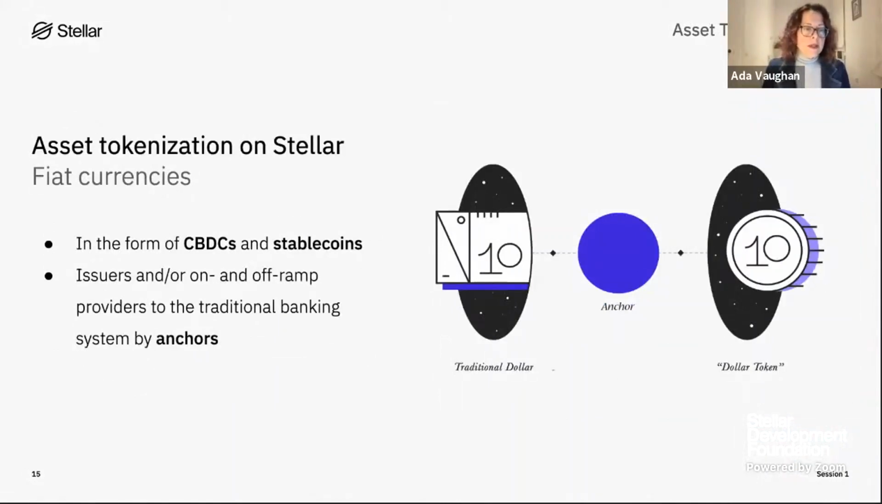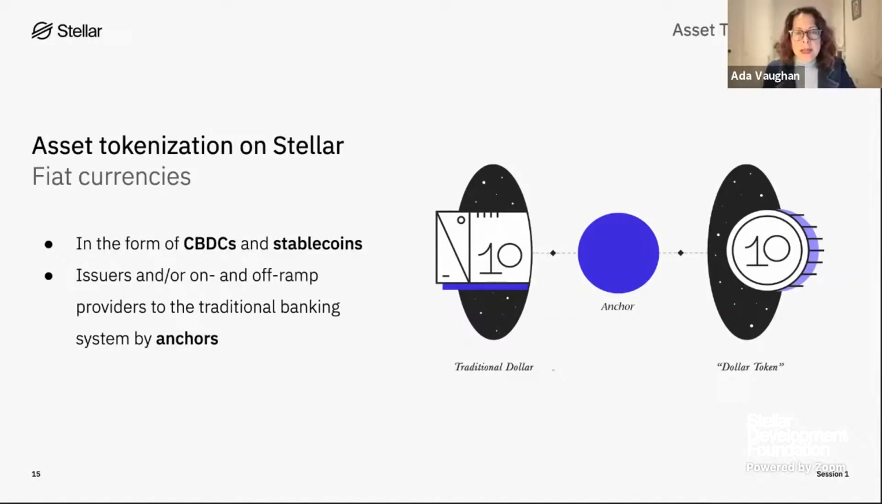Who here has heard of the term stablecoin? How about CBDC? Stablecoin is a relatively new term. When you tokenize an asset on Stellar and it happens to be a fiat currency, we call it a stablecoin. And what that means is, because blockchain assets grew up in this world of coins, like Bitcoin, everything's a coin.